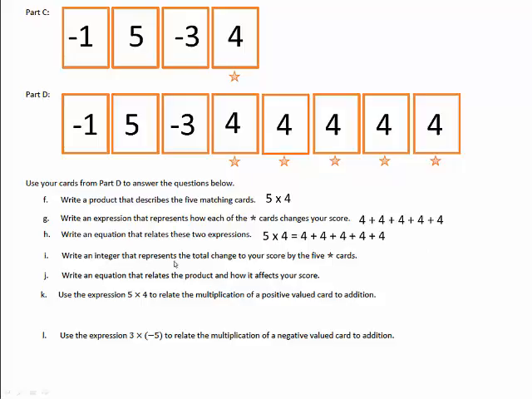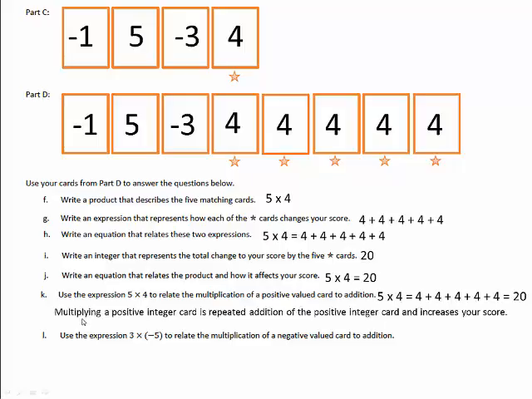Now we want to write an integer that represents the total change to your score by the 5 star cards. Well, each time I add 4, my score increases by 4. And if I increase it by 4, 5 times, I get 20. Well, 5 times 4, we all know that that's 20. So 5 times 4 equals 20. Now we're going to use the expression 5 times 4 to relate the multiplication of a positive value card to addition. Well, multiplication of a positive value card, 5 times 4, is the same as 4 plus 4 plus 4 plus 4 plus 4, which equals 20.